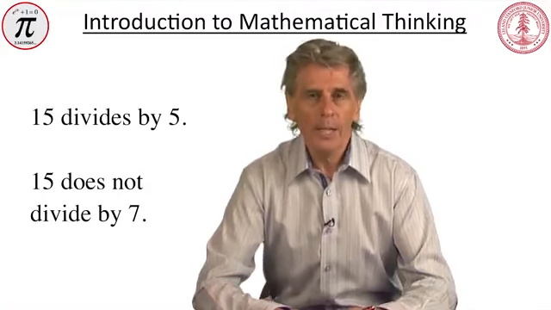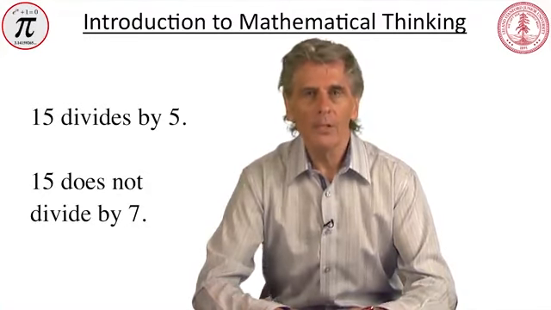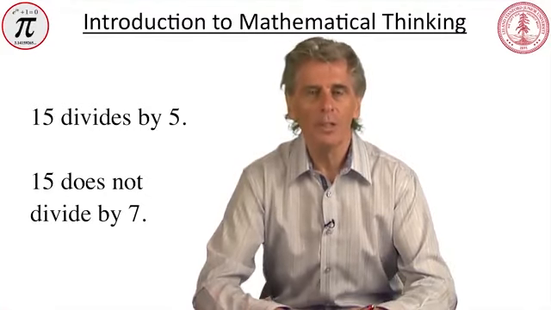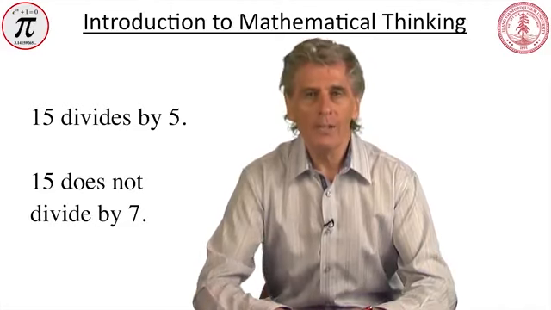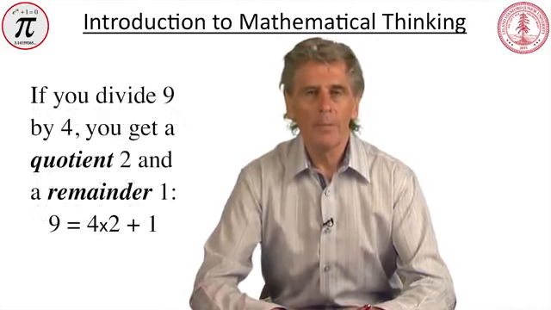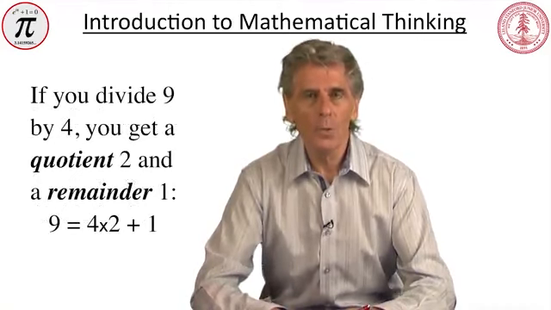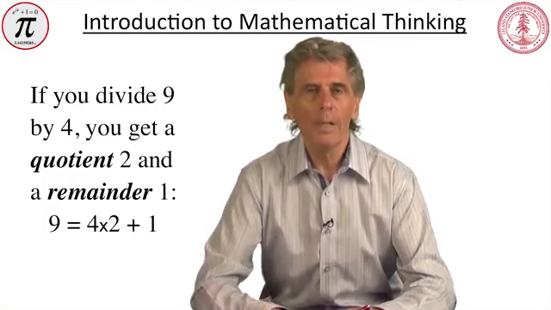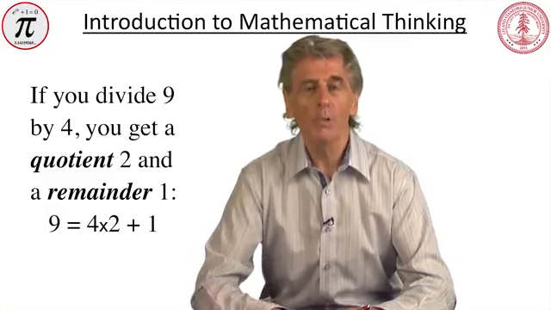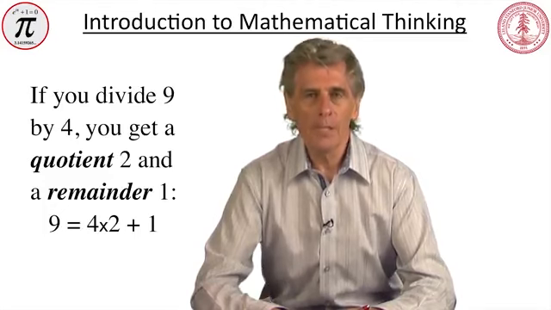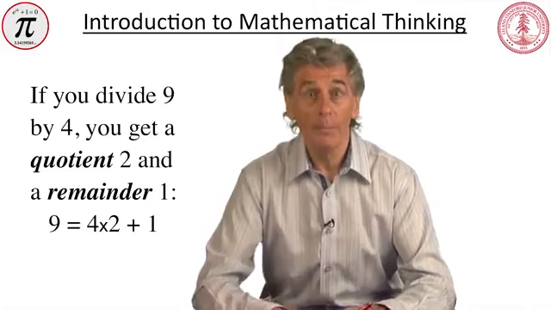For other pairs, say 7 and 15, division is not possible unless you're prepared to allow fractional results, which takes you outside the integers. If you restrict arithmetic to the integers, division actually leads to two numbers, a quotient and a remainder. For example, if you divide 9 by 4, you get a quotient of 2 and a remainder of 1. 9 equals 4 times 2 plus 1. This is a special case of our first formal theorem concerning integers, the division theorem.